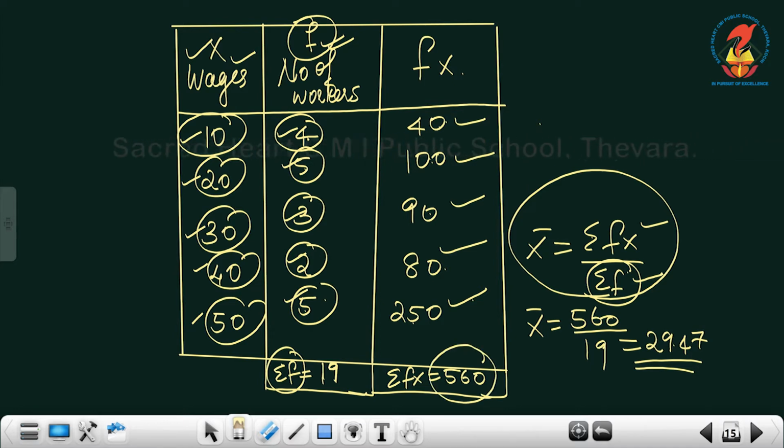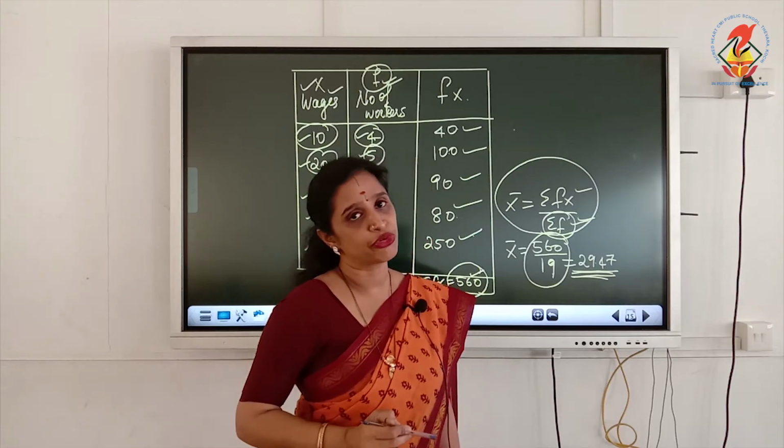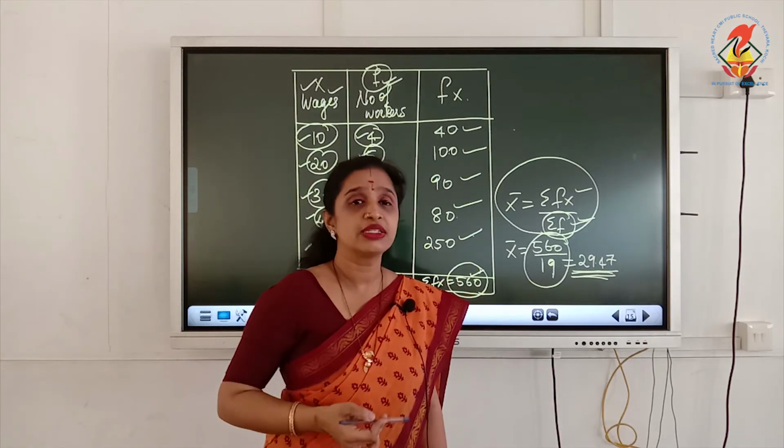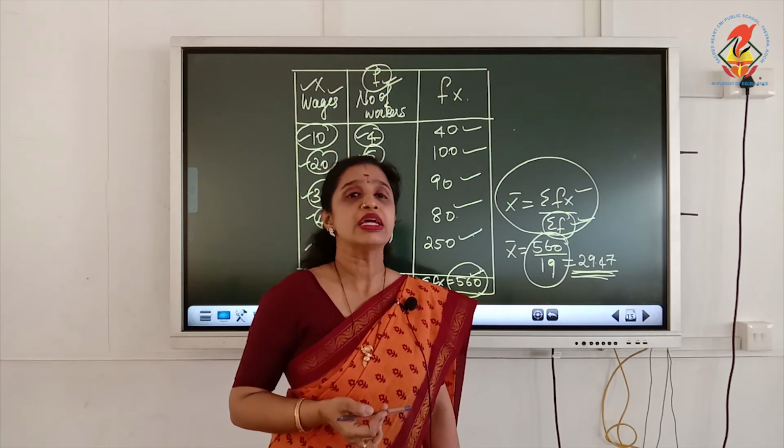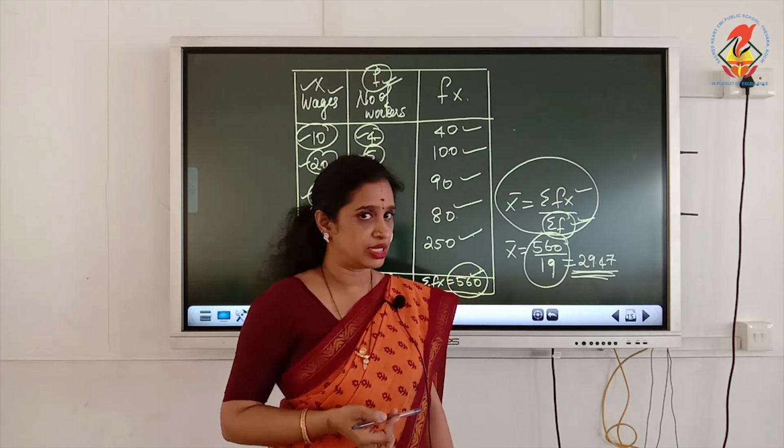Now apply the formula, sigma fx by sigma f. What is sigma fx? 560. What is sigma f? 19. So 560 divided by 19, you will be getting it as 29.4. Okay, this is the arithmetic mean using the direct method in a discrete series.